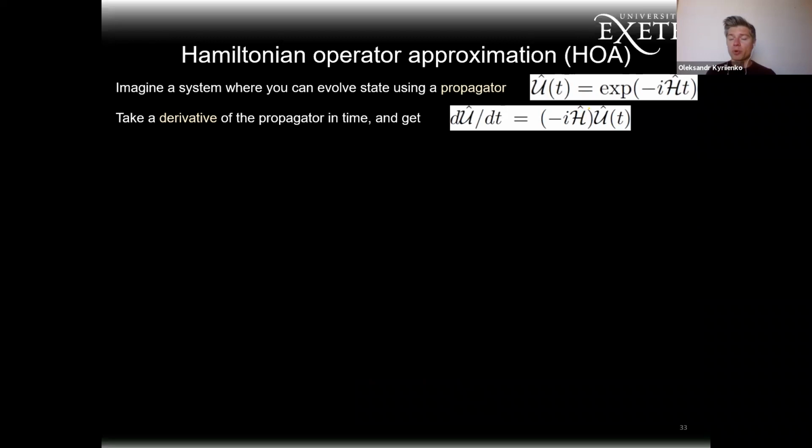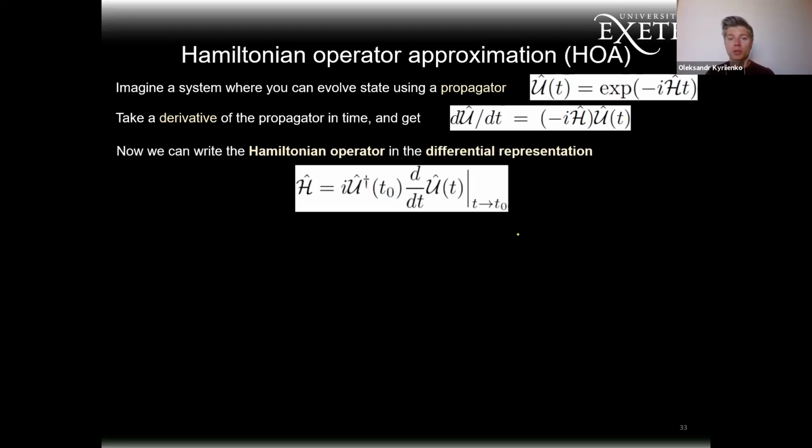So we start with the propagator of the Hamiltonian and just take a time derivative. Since H is a generator, it commutes with itself, so you just get H in front, minus iHU. And that's what we want to use, because if we multiply it back by U dagger, we would get the Hamiltonian itself. So this is the simple differential representation of the system.